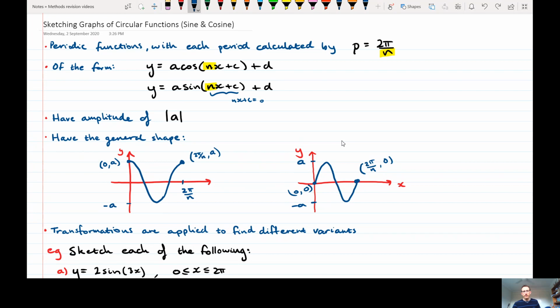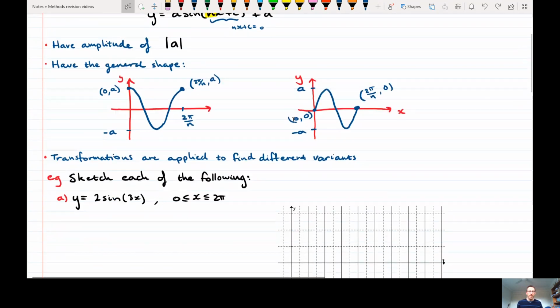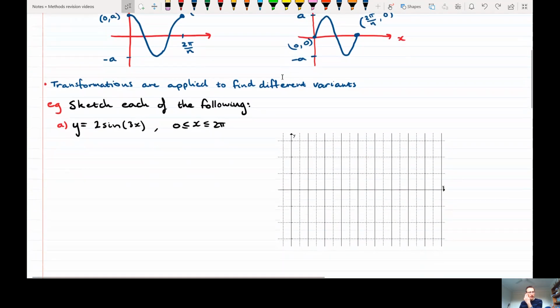And here's your sine graphs. Sine graphs do start on the origin where there's no translations. We'll look in a minute at how to deal with it when we have translations. And then we apply transformations to these to find the different variants. So let's sketch each of the following.